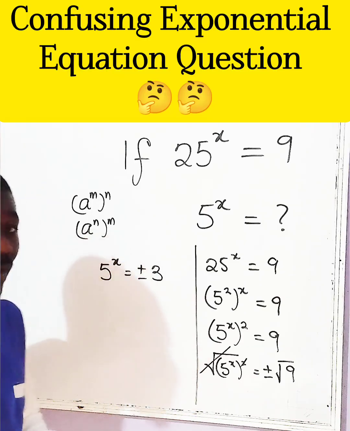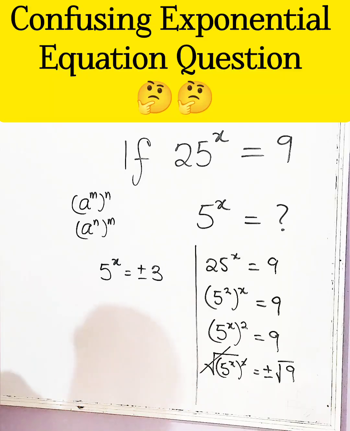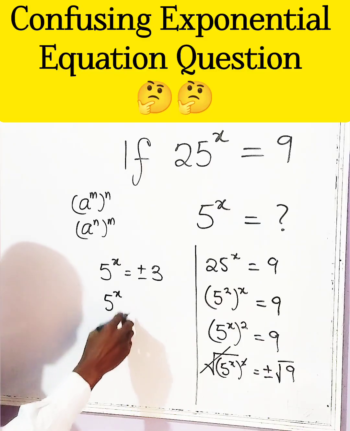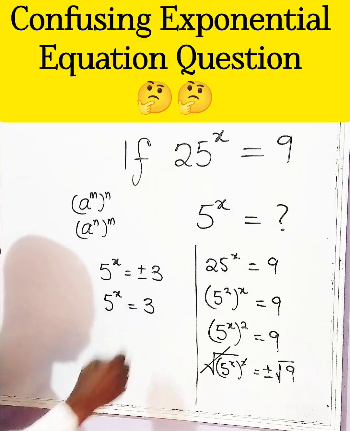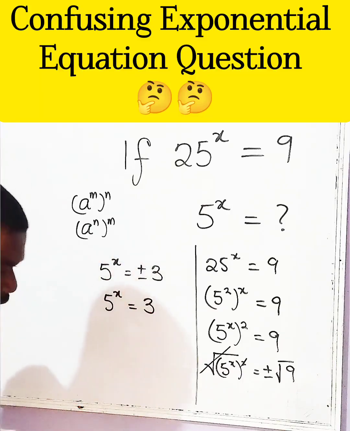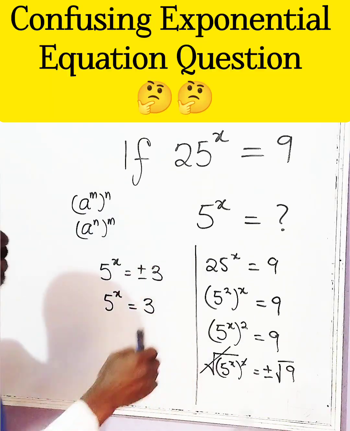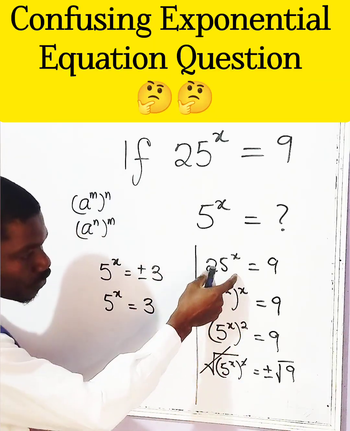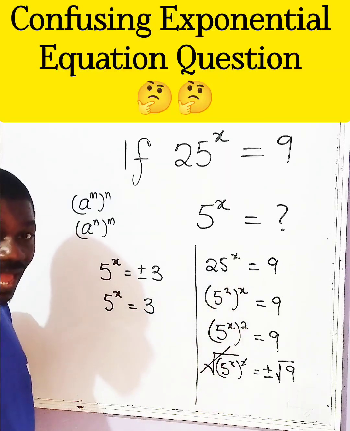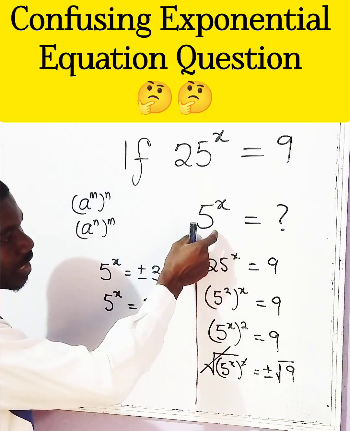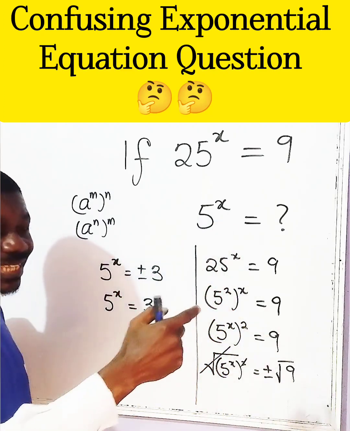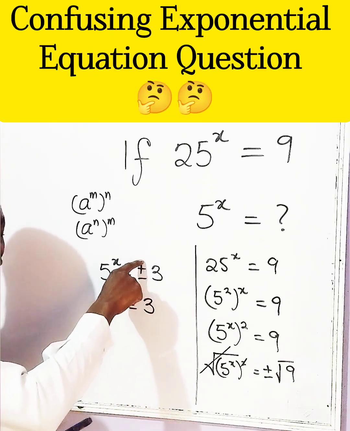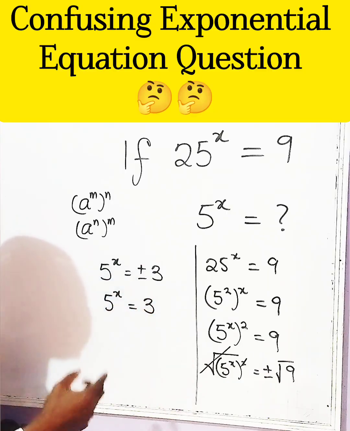Now here is where the controversy begins. Some people say that 5 raised to x equals just 3 and not negative 3. But if you look at the question critically, you see that 5 raised to x here is a term that is gotten from 25 raised to x. So for the fact that 5 raised to x is a term, it implies that 5 raised to x equals plus or minus 3, which is 2 solutions.